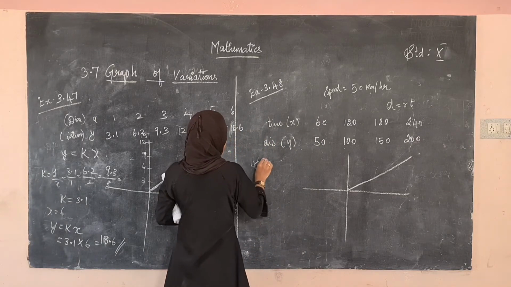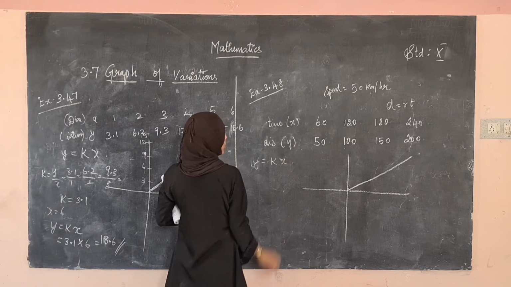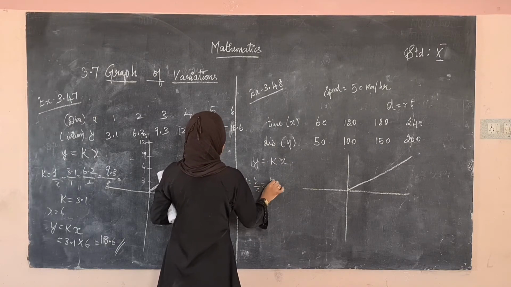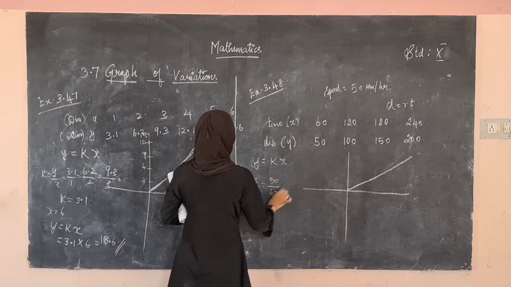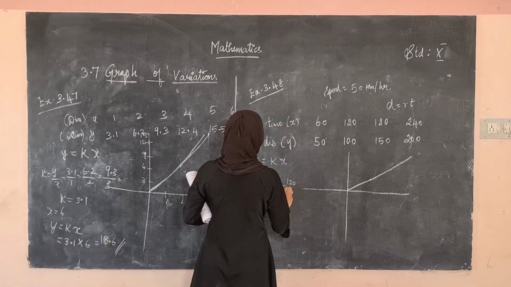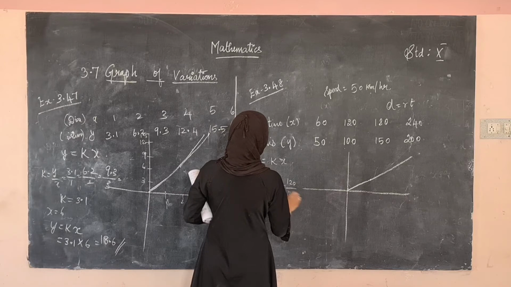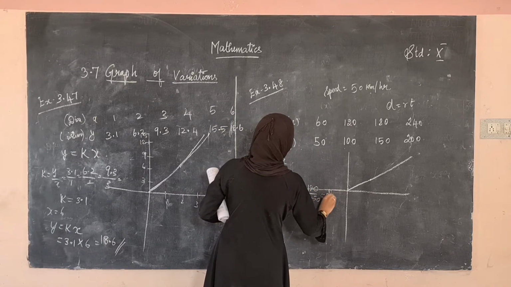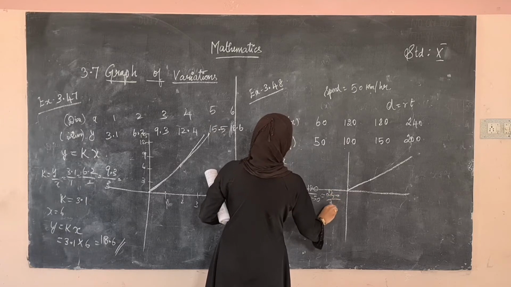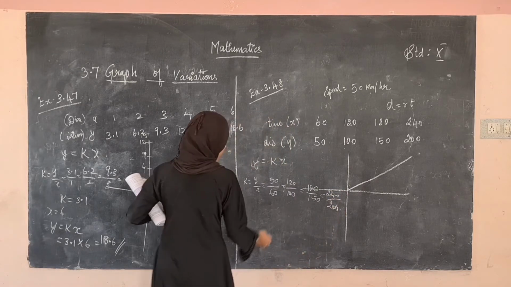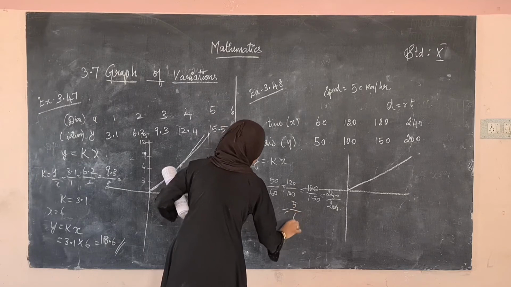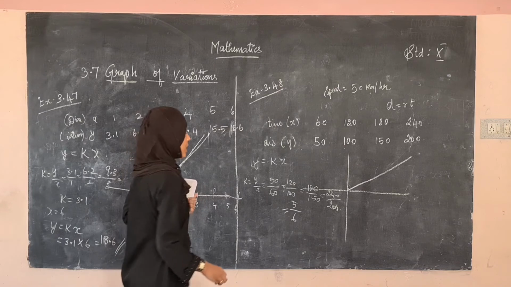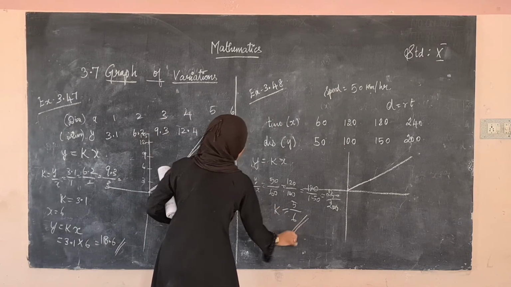The direct variation equation is y is equal to k into x. For finding the value of k, y divided by x, that is 50 divided by 60, equal to 100 divided by 120, equal to 150 divided by 180, equal to 200 divided by 240. So what's the answer? 5 divided by 6. So the constant of variation k is equal to 5 divided by 6.